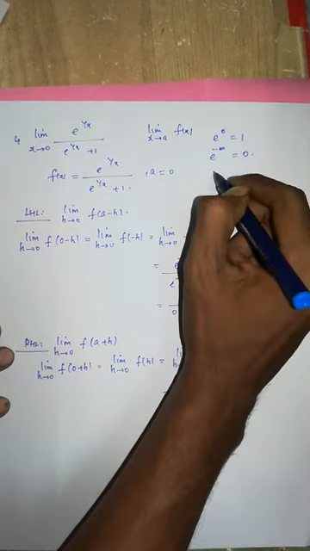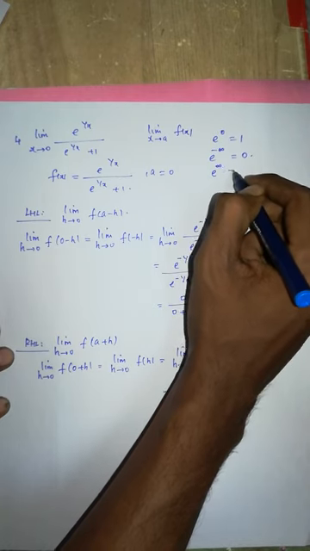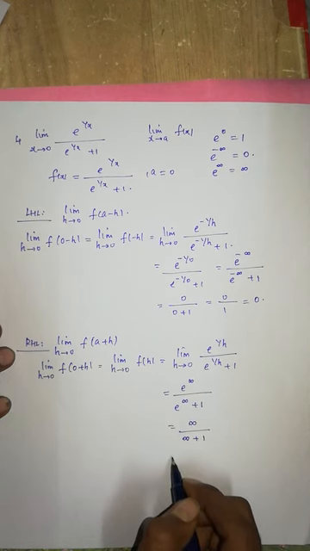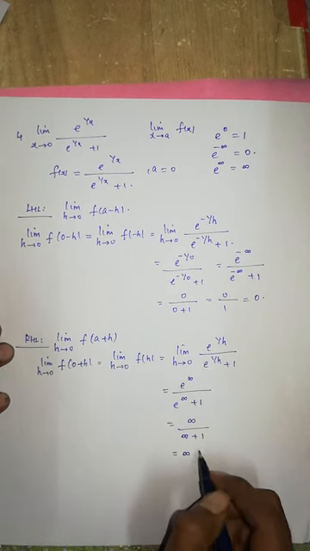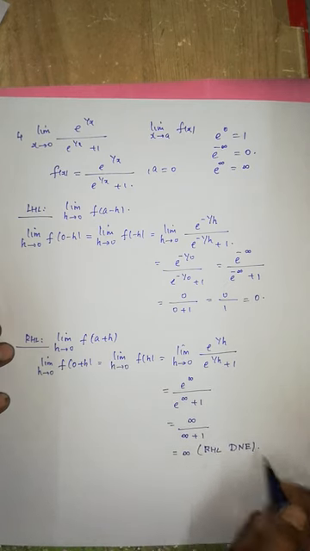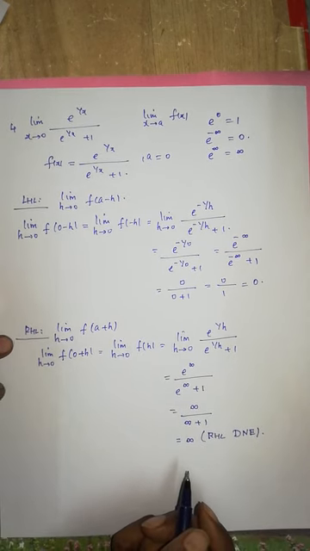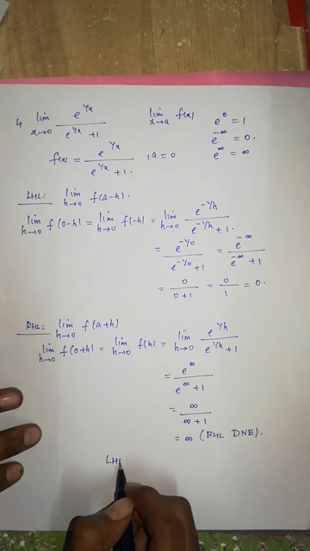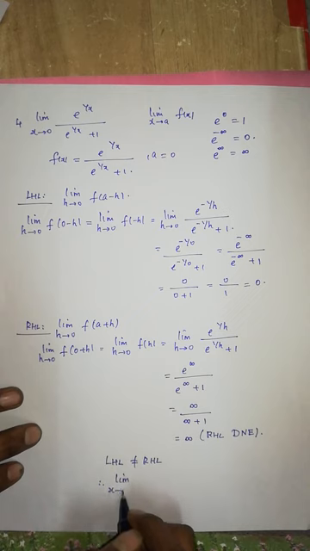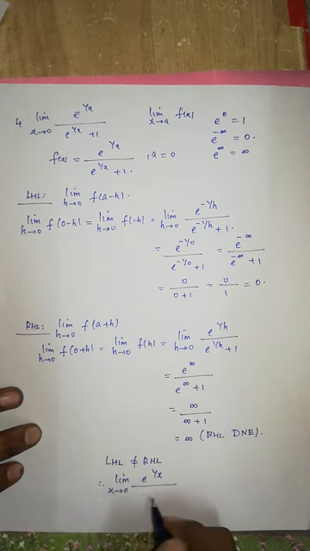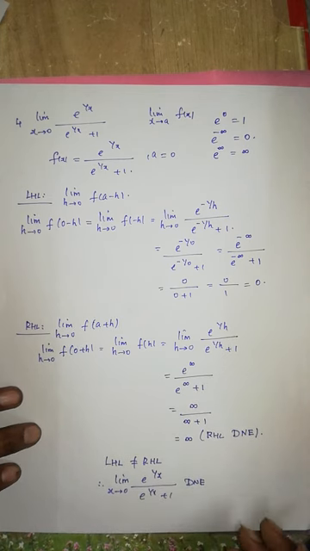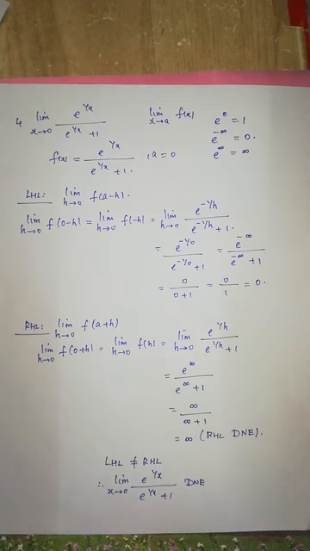You note carefully, e power minus infinity is 0, but e power infinity is infinity. So I have infinity by infinity plus 1, which means infinity, that means RHL does not exist. So LHL exists, but the RHL does not exist. Therefore LHL is not equal to RHL. So therefore limit x tends to 0 e power 1 by x by e power 1 by x plus 1 does not exist. So we have solved the first 4 problems.